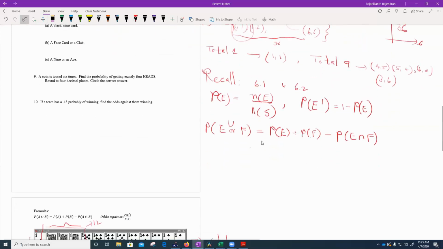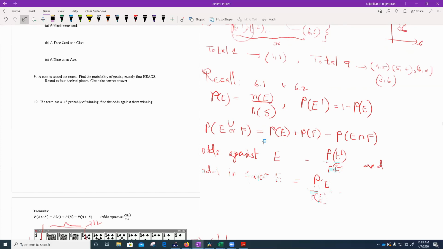After that, at last we had odds against an event E, given by the fraction P of E prime over P of E, and odds in favor of the event E, given by simply the reciprocal, flipping this fraction. So these are the set of formulas we had last time.